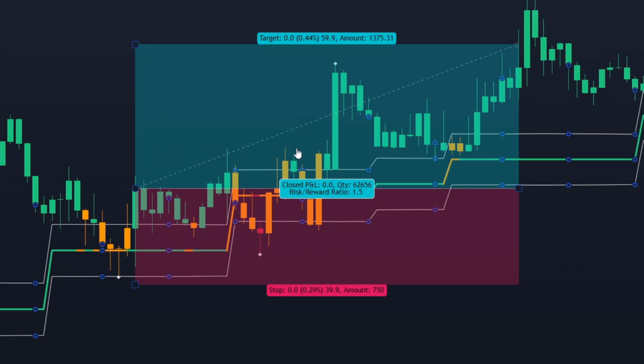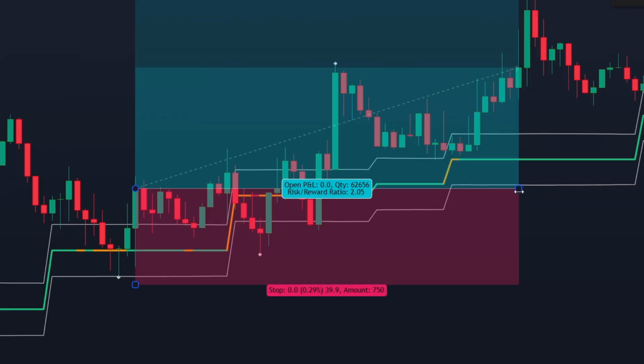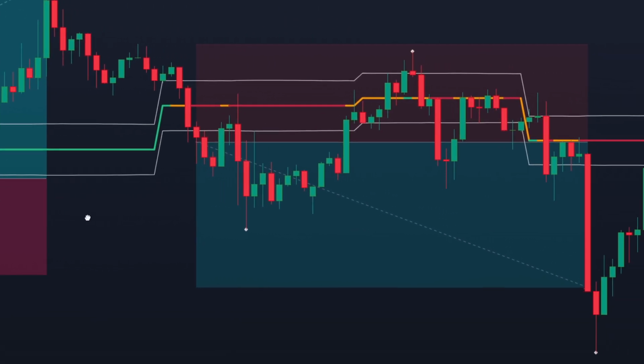A simple strategy here would be to enter a buy position as soon as the first green candle closes above the band. Place your stop loss just below the most recent structural low and let the trade run, targeting a 1.5 or 2-to-1 risk-to-reward ratio. For a sell trade setup, it's the exact opposite.